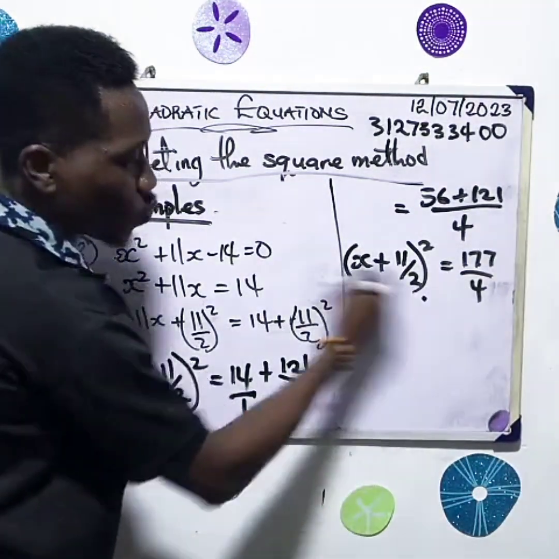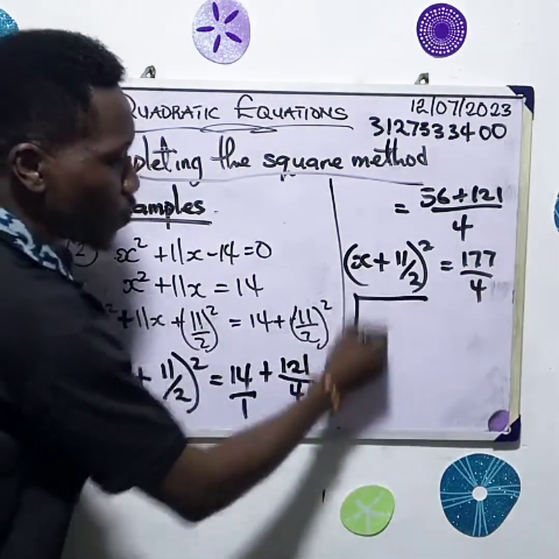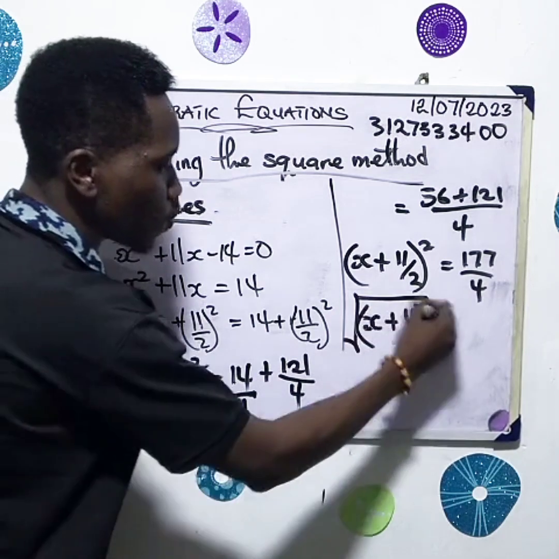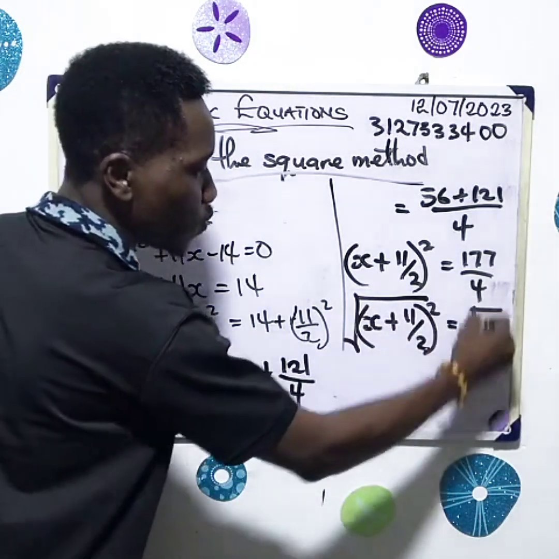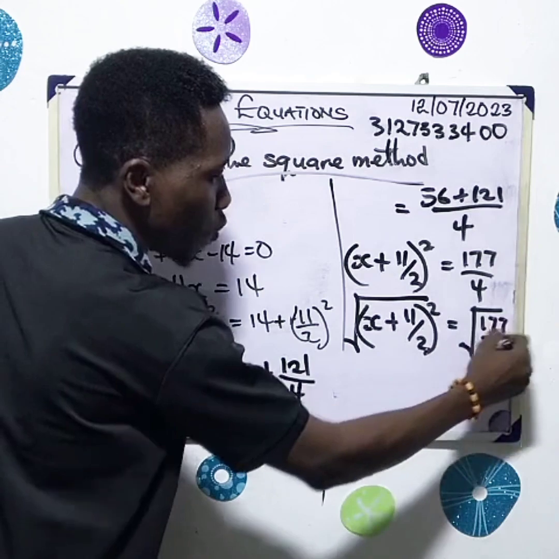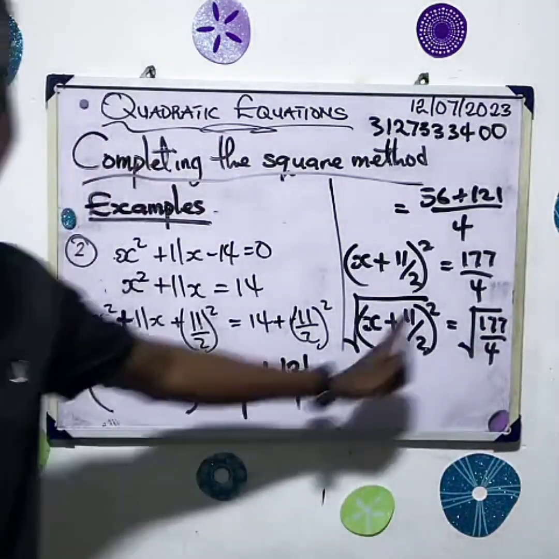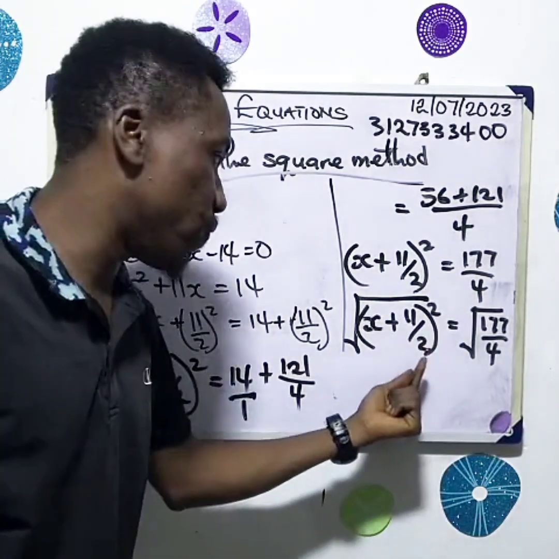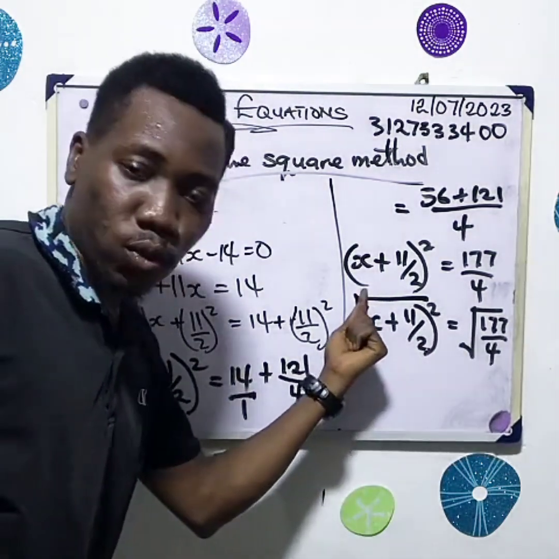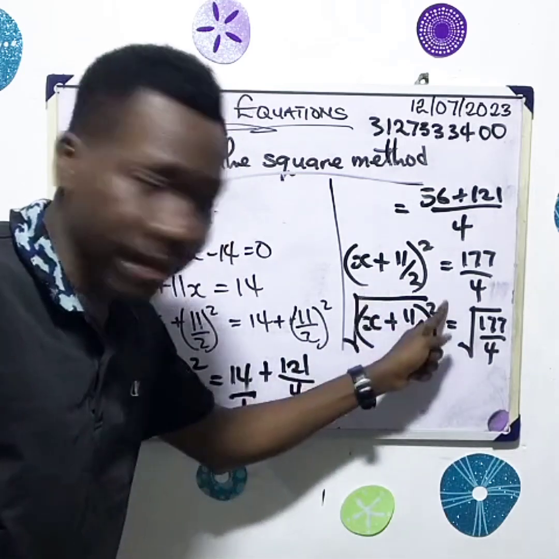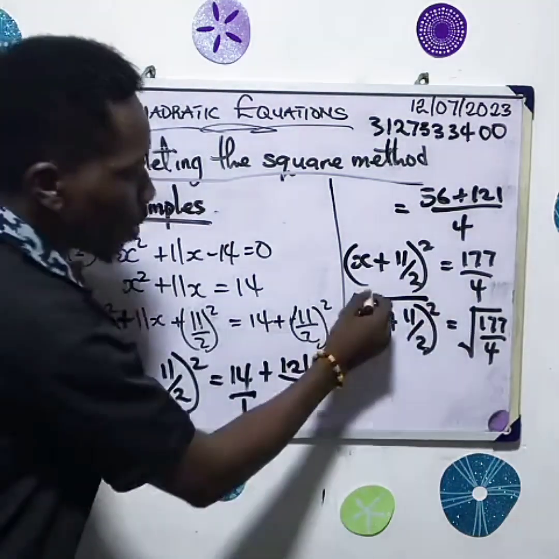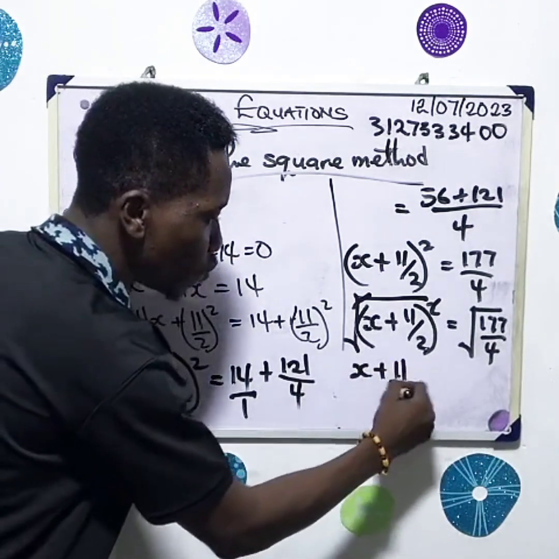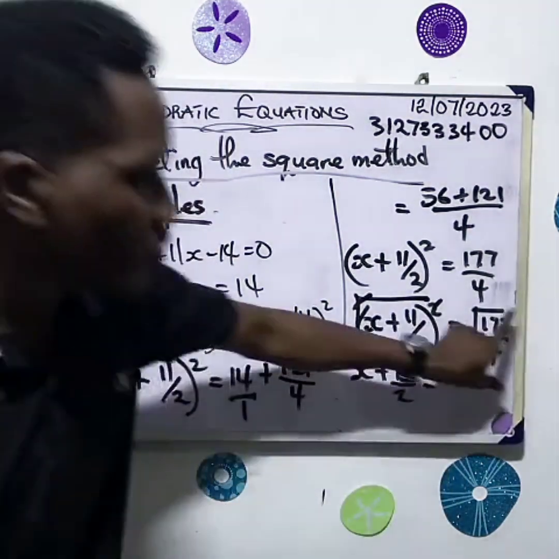Yeah, we're going to take the square root of both sides. So the square root of (x plus 11 over 2) squared equals the square root of 177 over 4. Why are we square rooting both sides? So that the square root can cancel the square, right? Now the square root cancels the square, and x plus 11 over 2 will be equal to this.